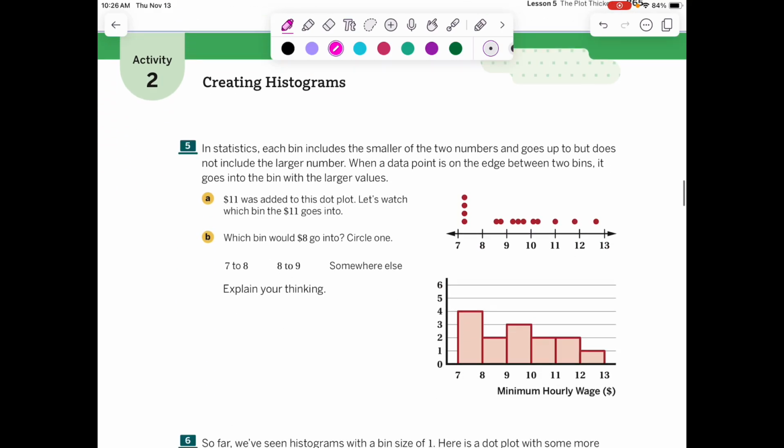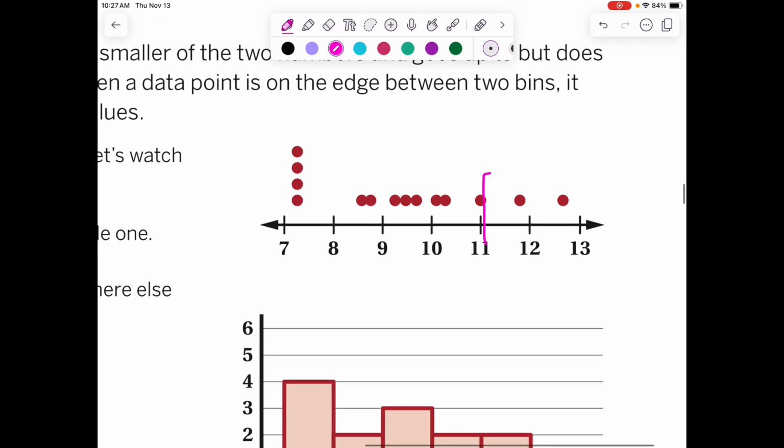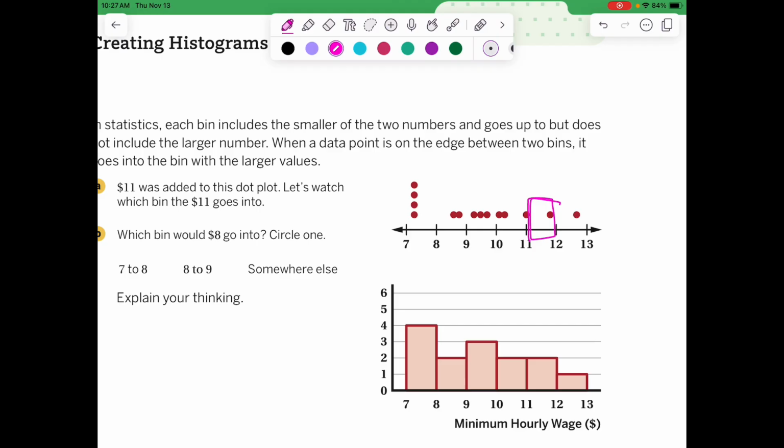Moving on. Number 5, in statistics, each bin includes the smaller of the 2 numbers and goes up to but does not include the larger number. When a data point is on the edge between two bins, it goes into the larger value. So $11 was added to this dot plot. When we do that, we're supposed to watch a little video, but we're doing it on paper, so there's not one. Your $11 would go in the bin between 11 and 12 because we include it in the bigger number.